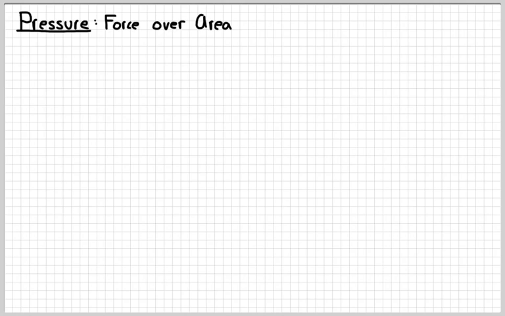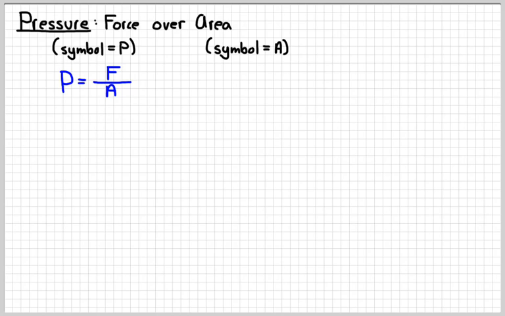So now that we understand the term density, we can understand the term pressure. The definition of pressure is simply force divided by area. Pressure we symbolize with a capital P. Area we symbolize with a capital A. And of course, force we know is a capital F. And so our real simple relationship looks like this: P equals F over A.